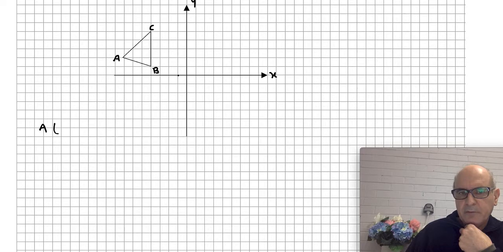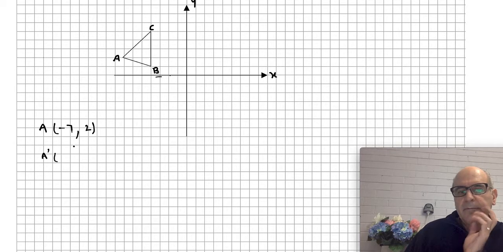So that's -1, -2, because I'm going to the left for x, -1, -2, -3, -4, -5, -6, -7. So -7 for x. And how much is it above the x-axis? 1, 2. So 2 for y. All right, now I want to find its reflection, A dash.